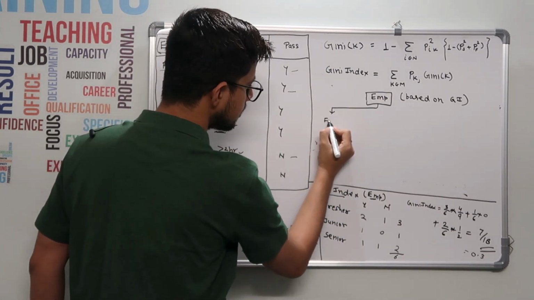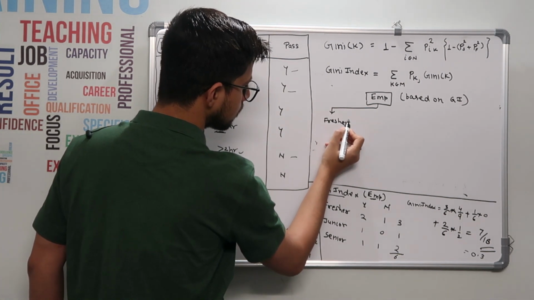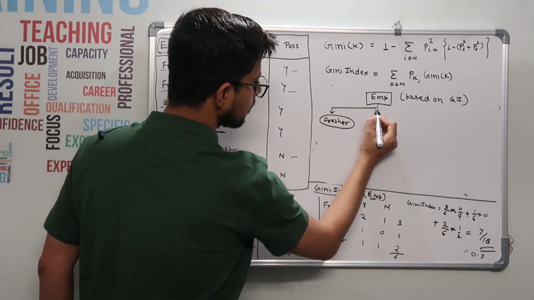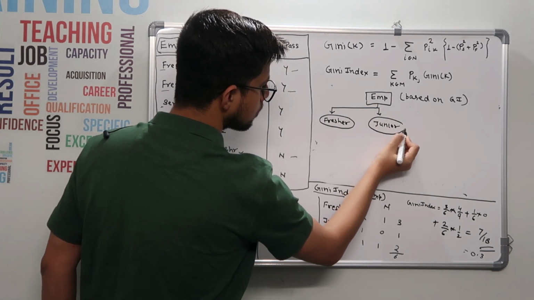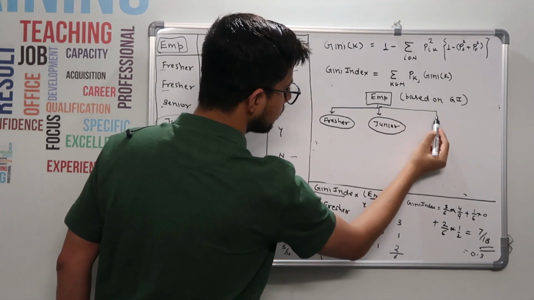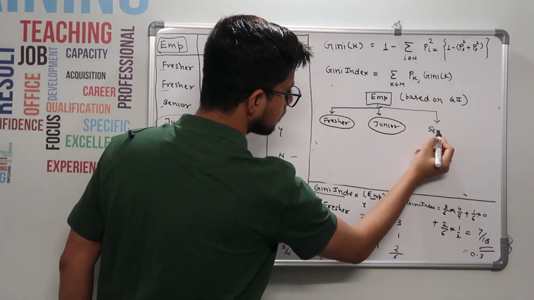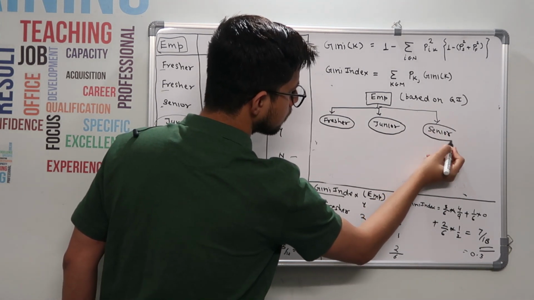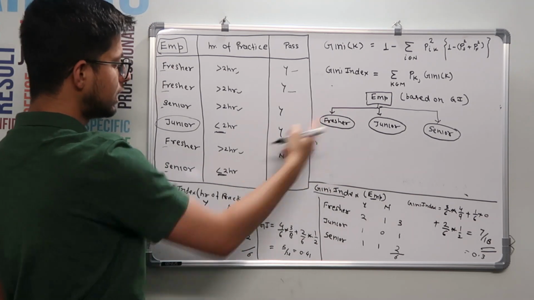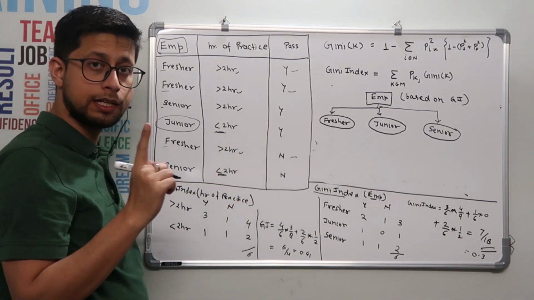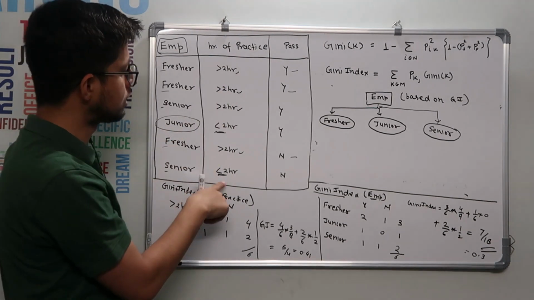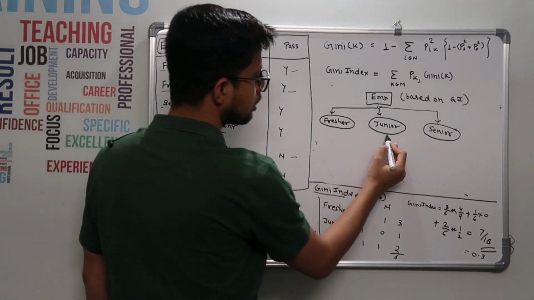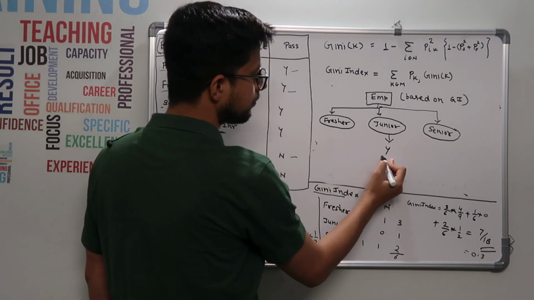That one is fresher, one is junior, and third one is senior, correct? Now if it is junior, then junior you have seen entropy came 0, right? And here also you see for junior doesn't matter hours of practice, it is directly yes. So it will go to yes, correct?